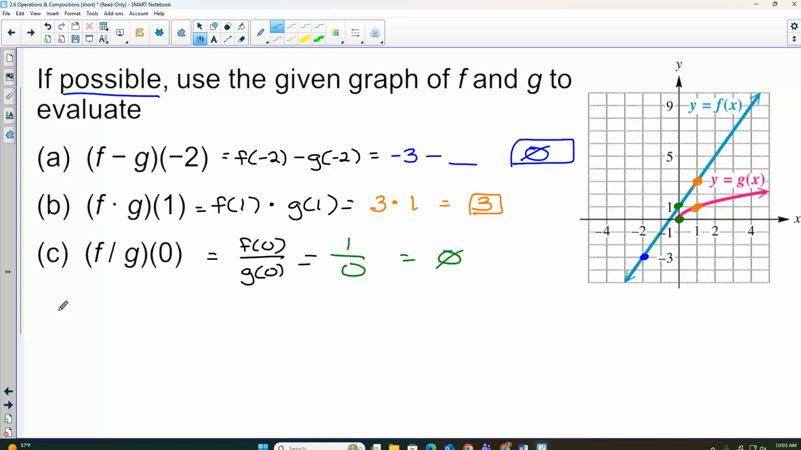Okay, let's do another one. I want you to do f plus g of 4. So when my x is 4, what's the y value of f? Plus, what's the y value of g? And 9 plus 2. So the number I'm giving you is x. You have to find the y's on your graph. Does that make sense to everybody?